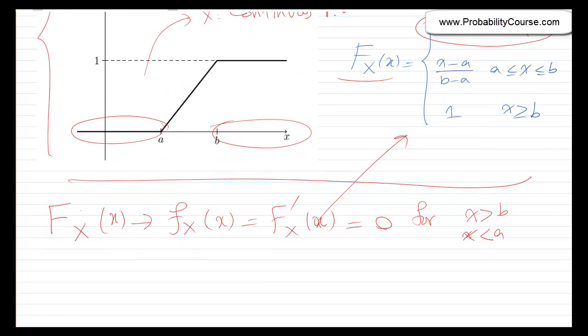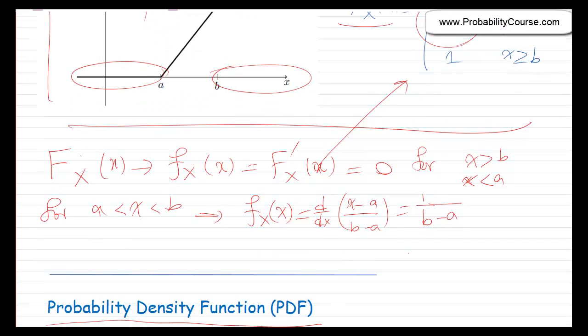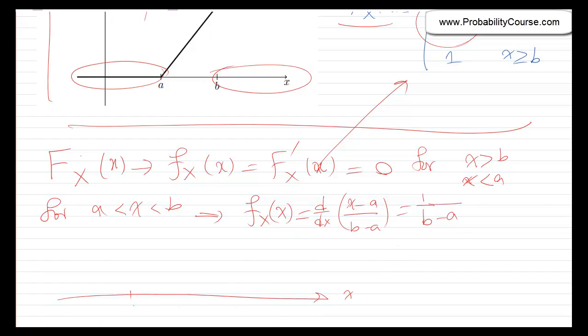Now for values between a and b, the PDF is just the derivative of a linear function, x minus a divided by b minus a. The derivative of that is just going to be 1 over b minus a. Okay, so if I want to plot this, what do I get? If this is x, this is a, this is b, the PDF is going to be 1 over b minus a from a to b, and it's going to be 0 for all other values.